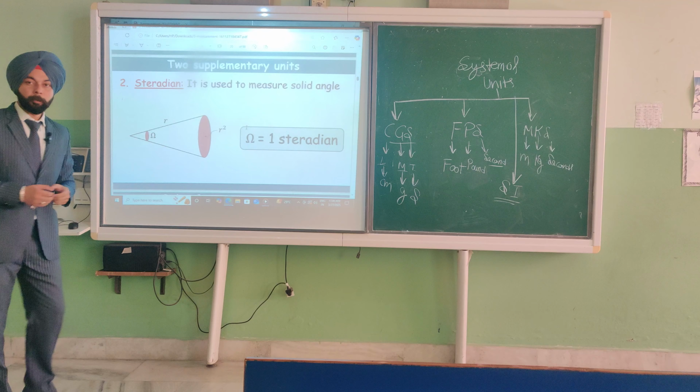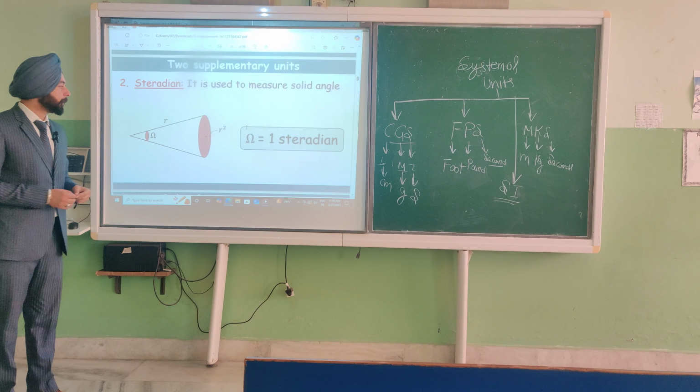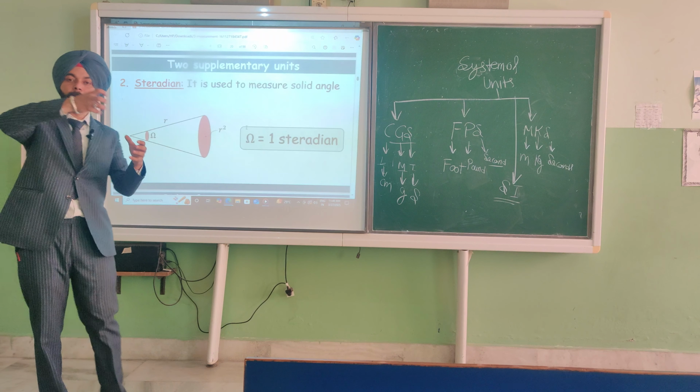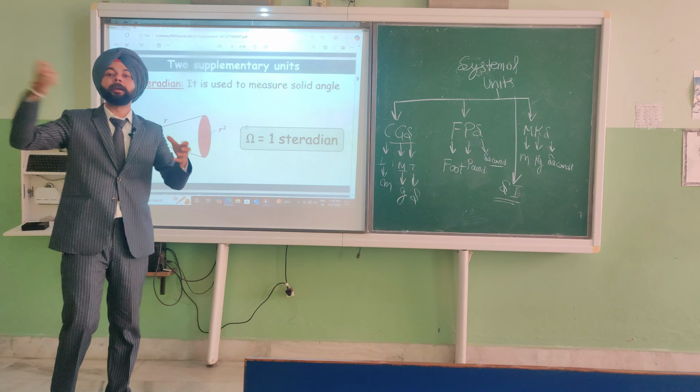Next thing is the steradian. Steradian is the unit of a solid angle. When we measure the solid angle, we measure in steradian. The angle is here, you can check.